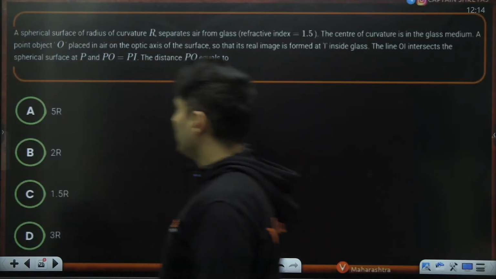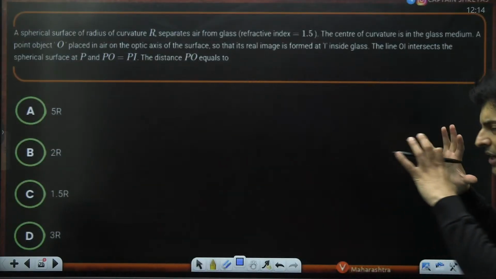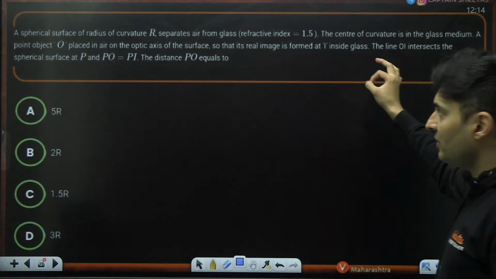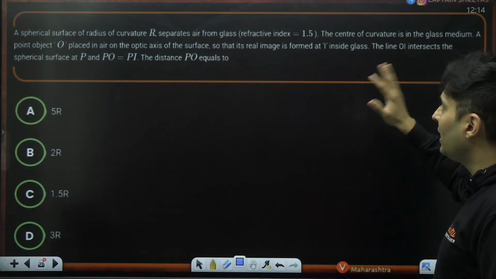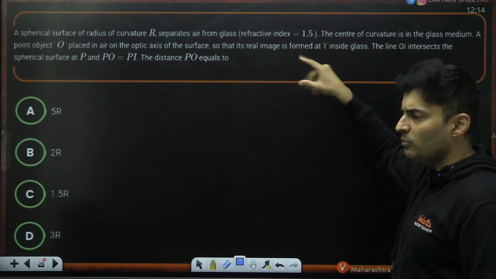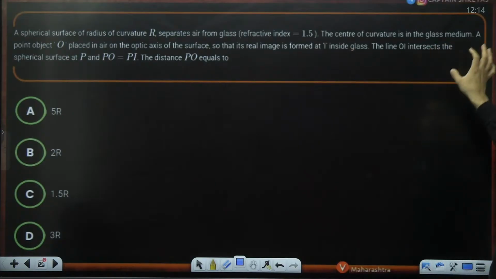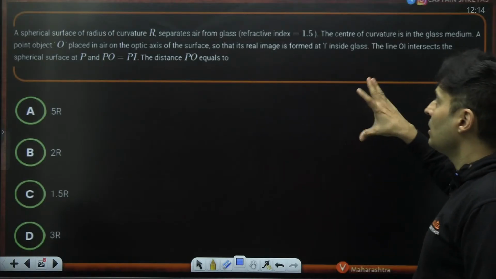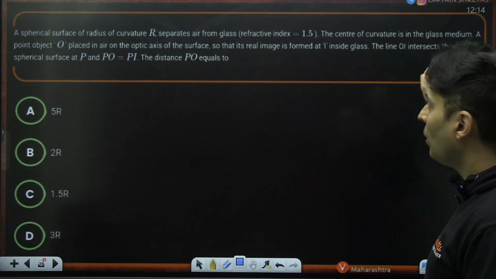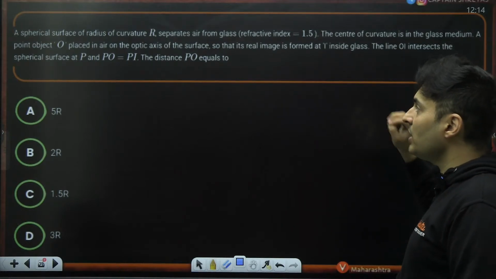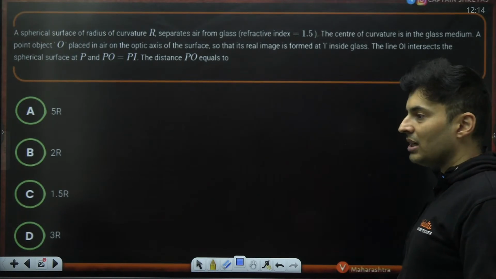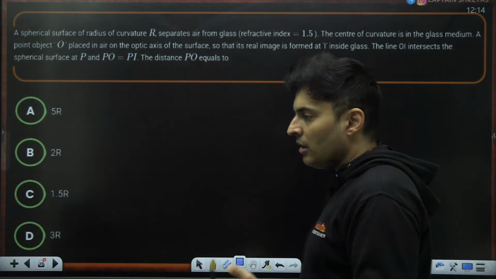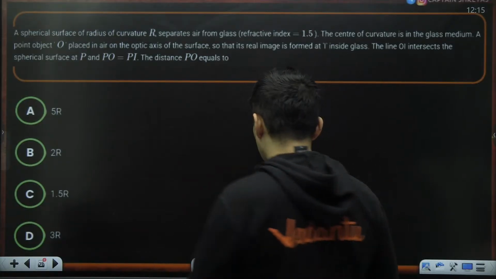Now, let's see some questions based on that. Okay, if you learn the application, that is more than enough for solving these questions. A spherical surface, some curvature, is separated by air and glass. Glass refractive index is 1.5, air is 1. The center of curvature is in the glass. Point object is in the air on the axis. So real image is formed inside the glass. OI intersects the surface at P. PO is equal to PI. Distance PO is equal to... Now, if you try to imagine it, it is crazy. So don't try to imagine and visualize. Just draw. If visualization is weak or average, just draw the situation.